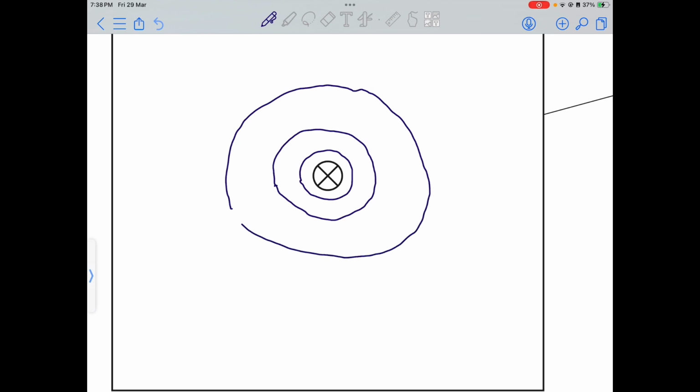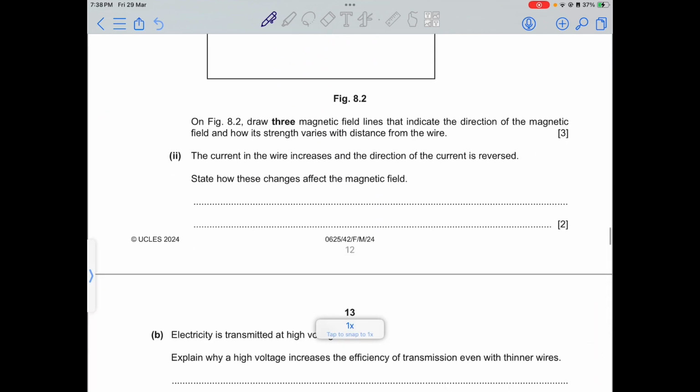The meaning of concentric is that the distance between the center and the first circle, and the distance between the first one and the second one, as you move away, this distance should increase. What is this indicating? As you move away from the wire, the strength of the magnetic field is decreasing. And clockwise direction, so something like this. Please use a compass to draw the circles, or an object, that works.